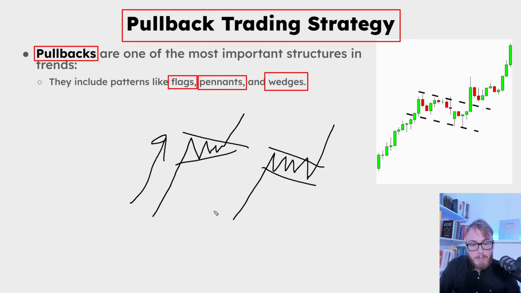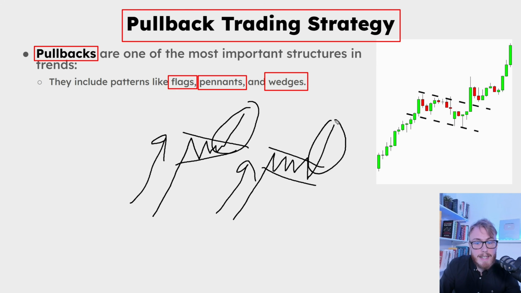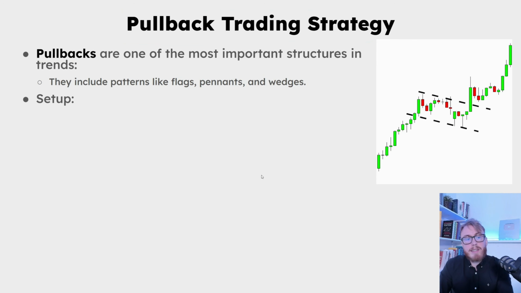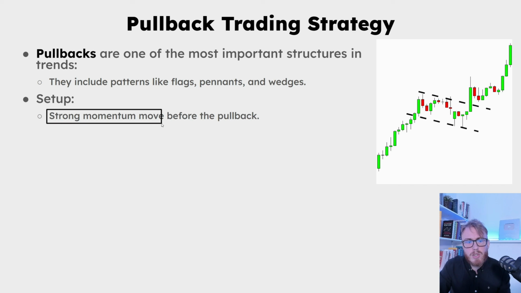We have an impulsive move, then the price pulls back, cools down for a bit here, and our goal is to catch the next impulsive move. What is the setup here for the pullback? Well, what we're looking out for before we trade the pullback is that we want to see a strong momentum move before the pullback. So the impulsive move before the pullback appears, we preferably want it to be a very strong move towards the upside.